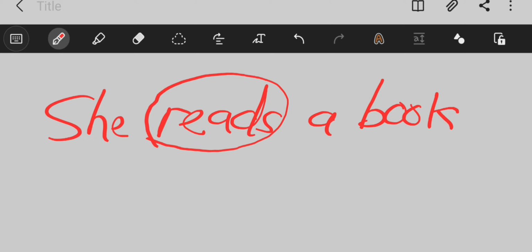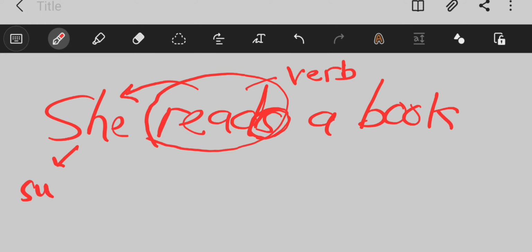I think some of you might be wondering, sir, why is there an S here in the sentence? That's because the verb here actually depends on the subject. Whenever you write a sentence, you have to keep in mind that the verb depends on the subject. If the subject is singular in nature, one, the verb should have an S. See?